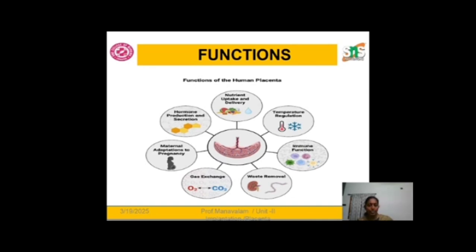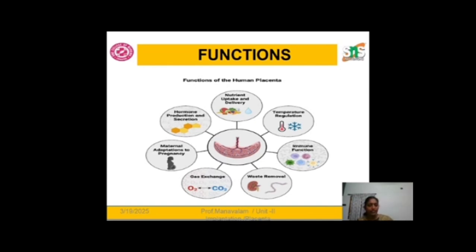Next, hormone production and secretion. In the early weeks, the corpus luteum secretes most of the hormones. Once the 10th week of pregnancy is reached, the placenta is fully formed and takes over the function of the corpus luteum, producing hormones like estrogen and progesterone. Apart from that, growth hormone, human placental lactogen, prolactin and relaxin. These are all hormones secreted by the placenta, apart from HCG, human chorionic gonadotropin.